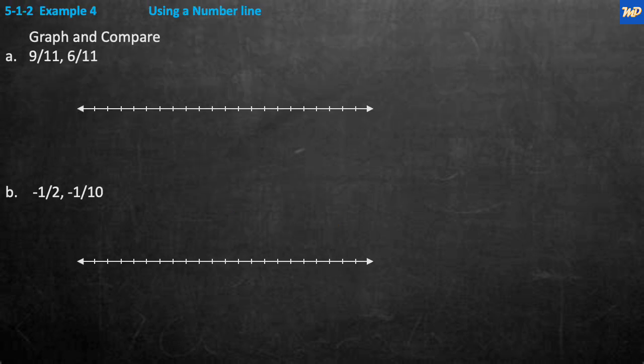Okay, example 4. Using a number line. So what they want us to do here is to graph and compare a couple of fractions and see how they come out. So let's take a look at it. It says 9/11 and 6/11. They want to know which is larger, which is smaller.